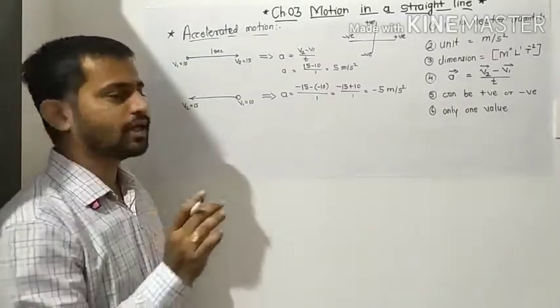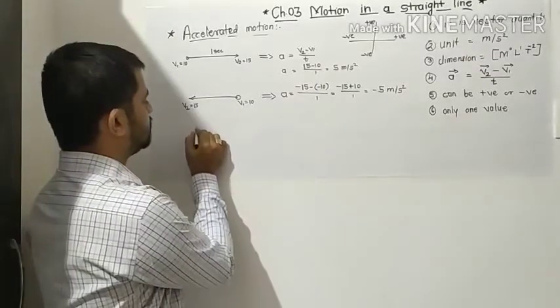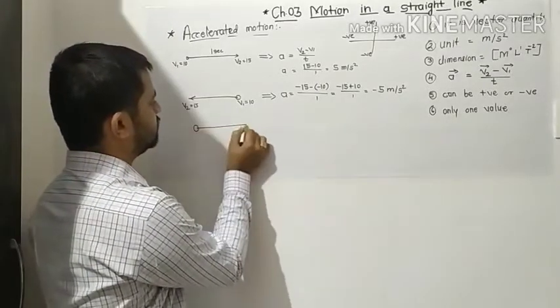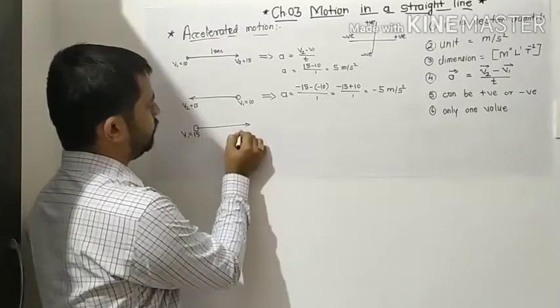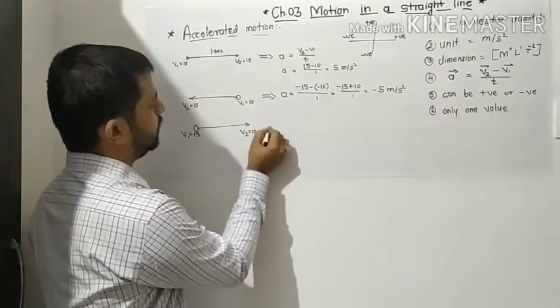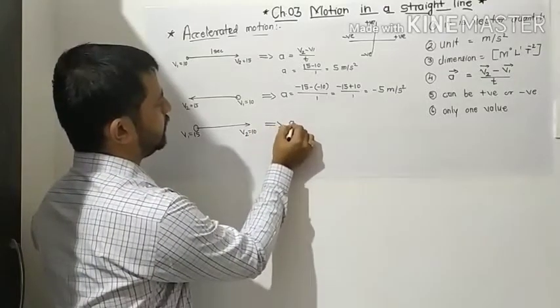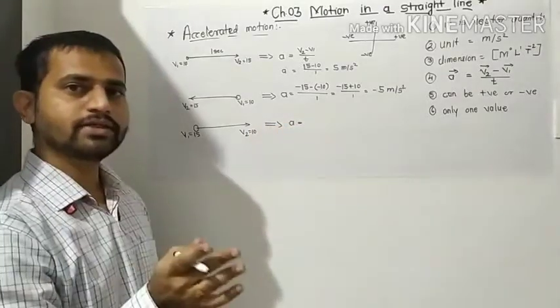Now consider the third case, the body is traveling from this point to this point. In that case v1 is equal to 15 and v2 is equal to 10. Then acceleration a is equal to v2 minus v1.